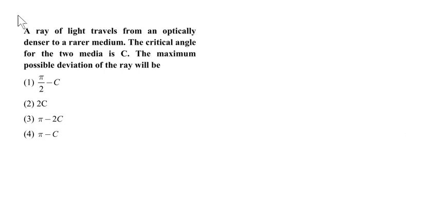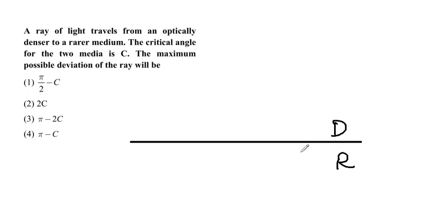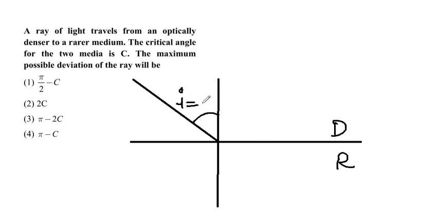Once you know the concept of deviation angle, now let us answer the question. Consider an interface. As it is given, you are considering denser medium and this is rarer medium. Now this is the normal. Say a light ray is incident like this, and if this angle of incidence I is equal to critical angle or greater than that, critical angle or greater.